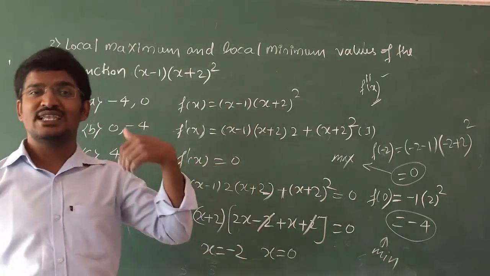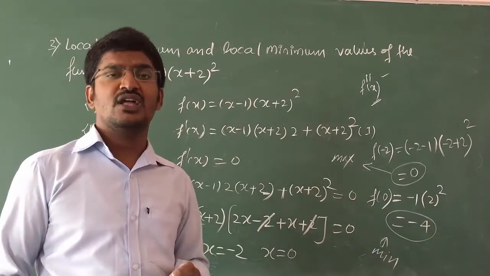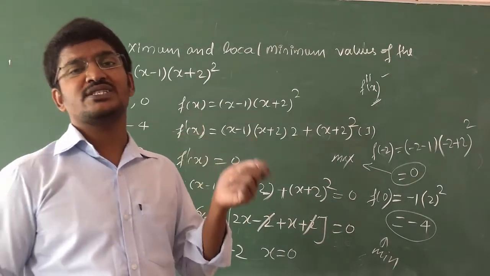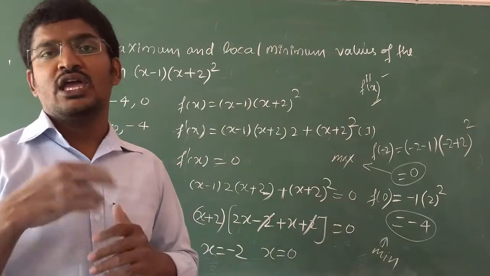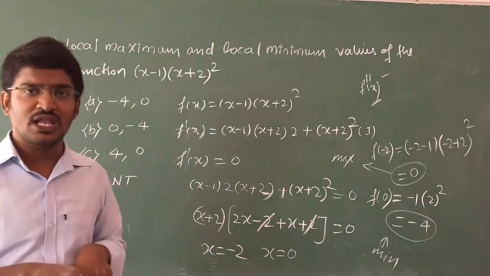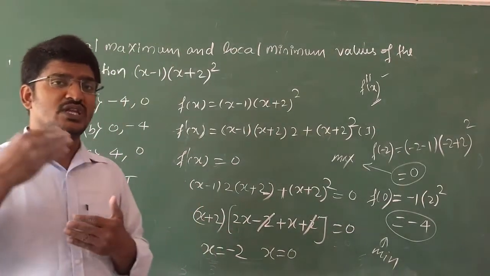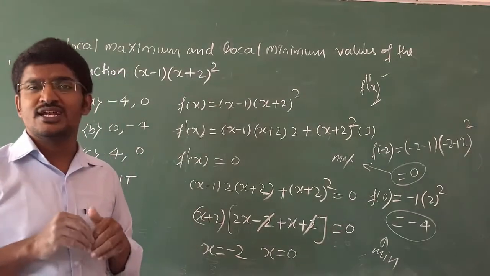F double dash of x lesser than 0, maximum. F double dash of x greater than 0, minimum. In that, one must be greater, another must be smaller. That is common sense. So which one is greater, that is maximum. Which one is smaller, that is minimum.